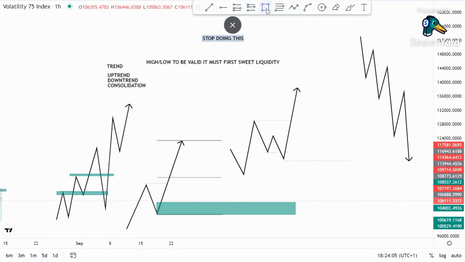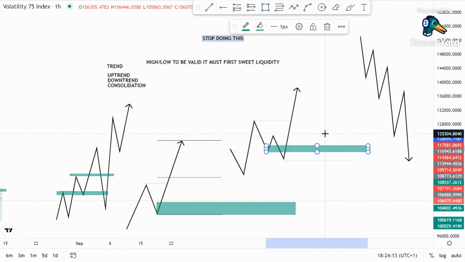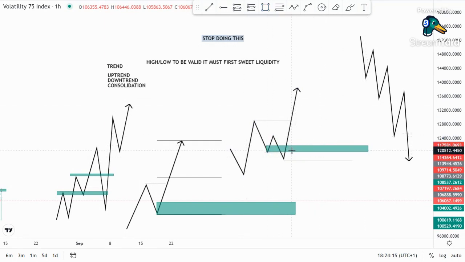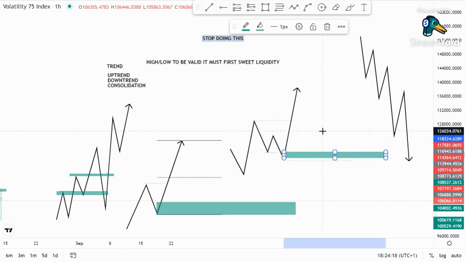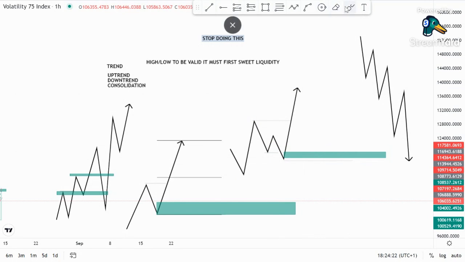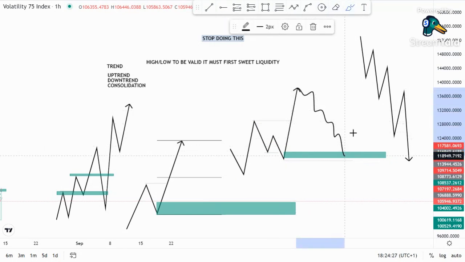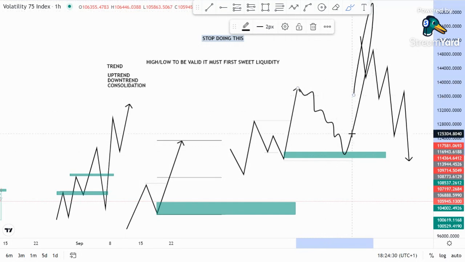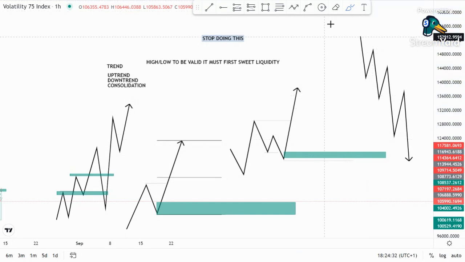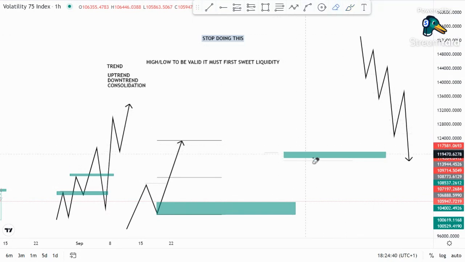Then you want to be buying from any POI. This is a QMD, so you want to be buying from either the order block that failed, or there's another block here. You can even choose any one you want to buy from, and you wait for price to do something like this, retrace back into your POI, then you want to be buying from there. I hope this is clear, right? So basically, this is for the buy setup.